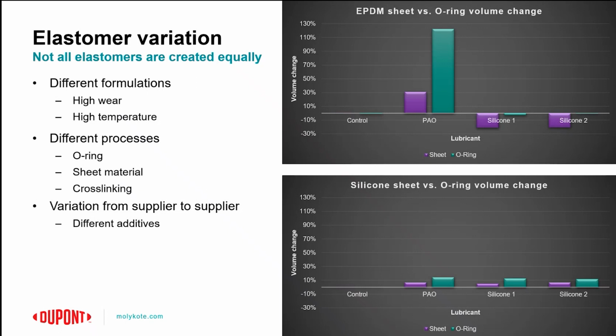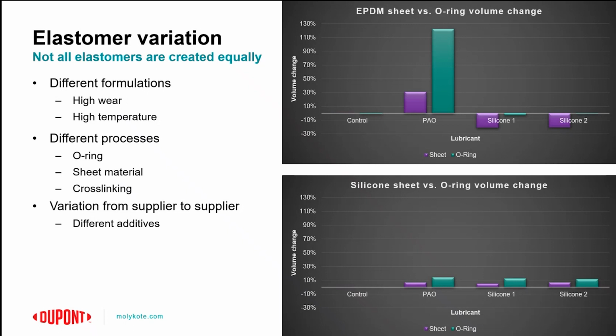You have different shapes, O-rings, sheet material. Some materials are cross-linked, which make them more resistant to chemicals and make them more compatible. One example of this is with the PAO in the EPDM sheet on the top graph. You can see that the sheet material performed far better than our O-ring material. This is likely due to the sheet material being cross-linked.